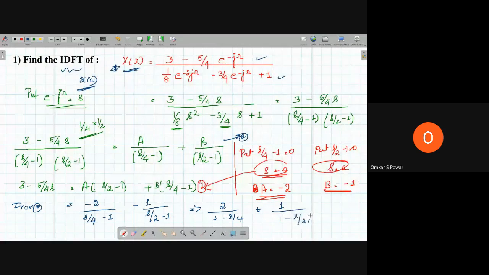Because I have to express in terms of 1 by (1 minus a e power j omega). The DTFT of a power n u of n is 1 by (1 minus a e power j omega), the same thing which we have done in CTFT. So the same thing I'm doing in DTFT also. Let me solve this slowly for you. Let me take this to the next sheet.